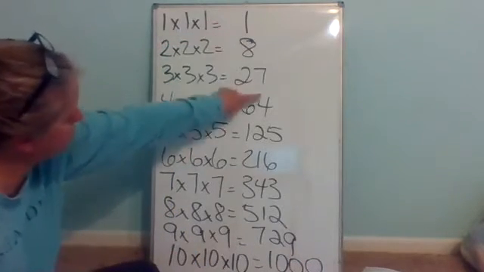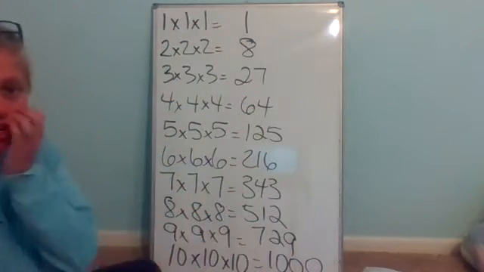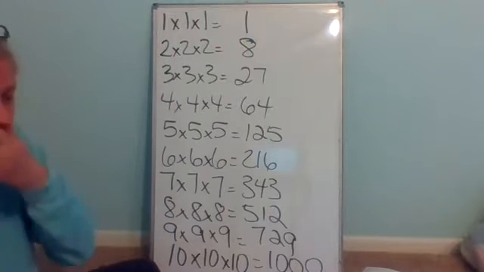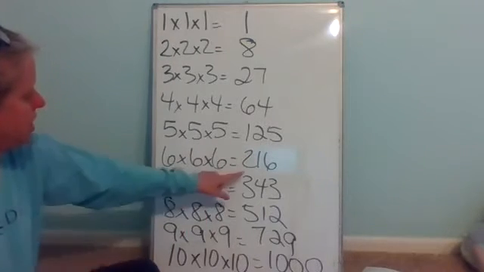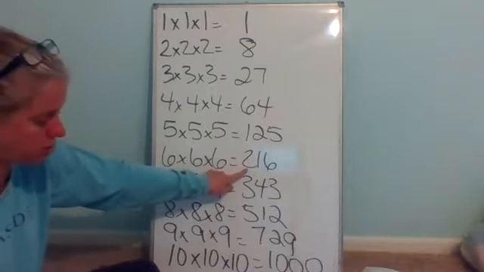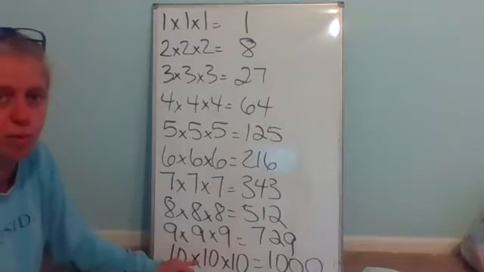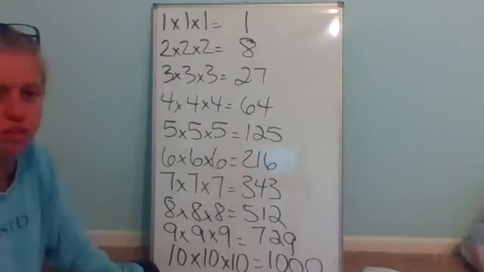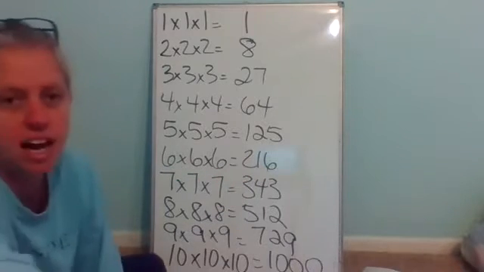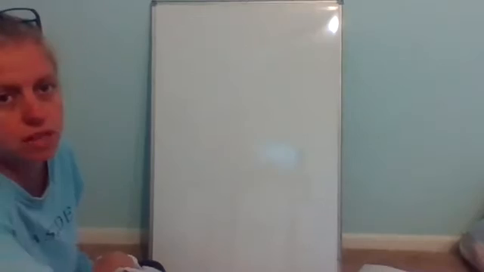So all these numbers that are the answers, those are perfect cubes. So if I'm taking the cube root of any of those, I will get a whole number answer. Like this right here, the cube root of 216. In other words, what number times itself 3 times gives you 216? Well, that would be 6. Okay, I'll give you a few seconds to write that down.